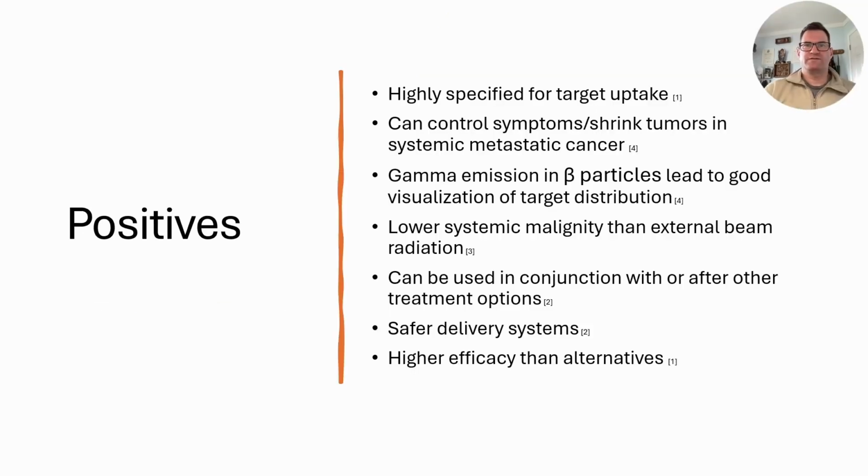Some of the positives include they're highly specified for target uptake. They can control symptoms, shrink tumors, and treat systemic metastatic cancer. Gamma emission and beta particles lead to a good visualization of target distribution. Lower systemic malignancy than external beam radiation. Can be used in conjunction with or after other treatment options. Safer delivery systems. Higher effectiveness than alternatives.